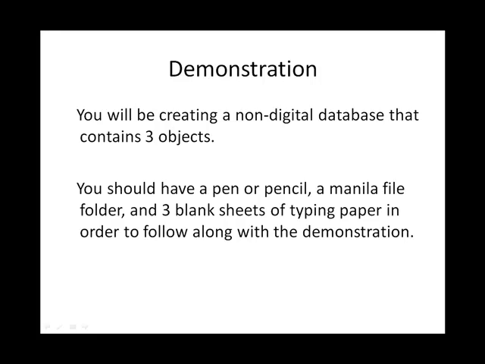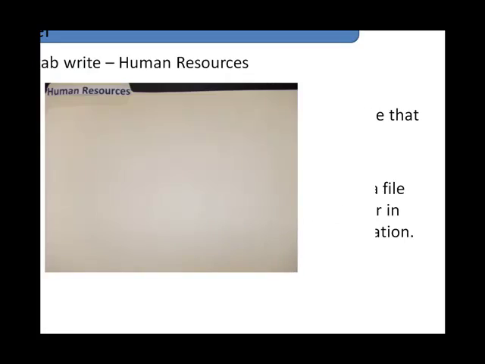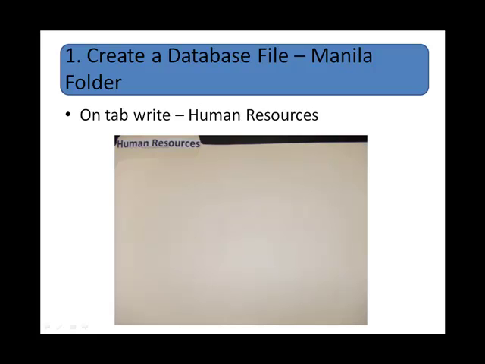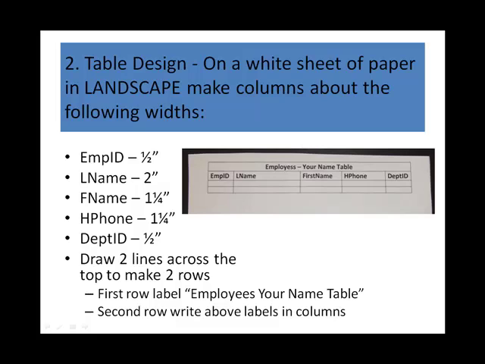Now for the demonstration. In order to follow along, you should have a pen, a manila file folder, and 3 blank sheets of typing paper. Until you create objects, a database is similar to an empty manila folder. In Table Design View, you're setting up the column names for the table.